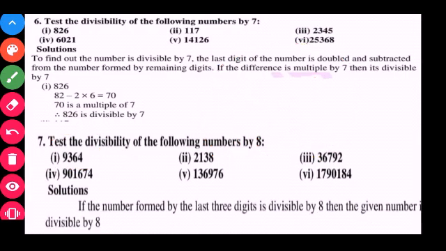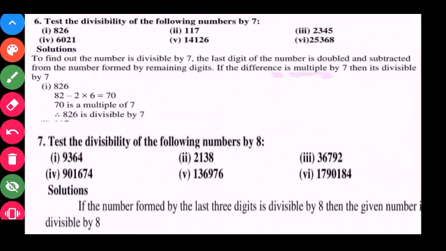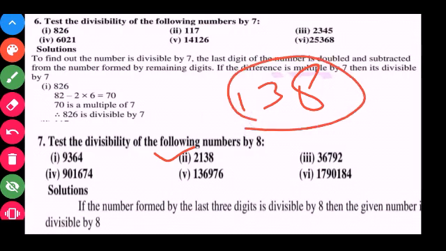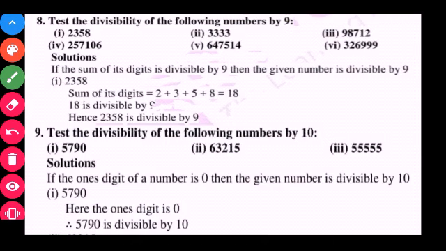Similarly, you can check another number. 138 is the number formed by the last 3 digits in the second part. So is 138 divisible by 8 or not? This is again not divisible by 8. So that's why this number is not divisible by 8. Similarly, you can check the other examples.